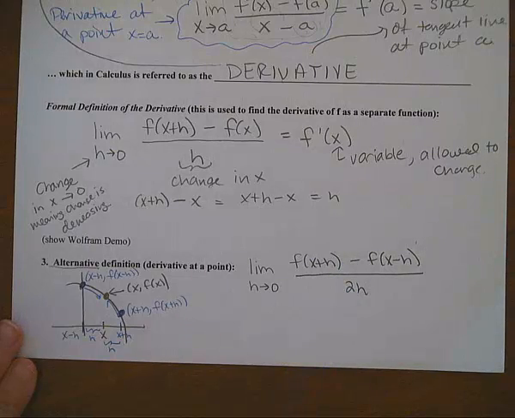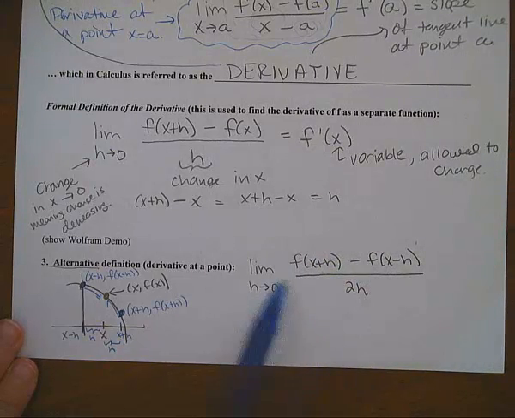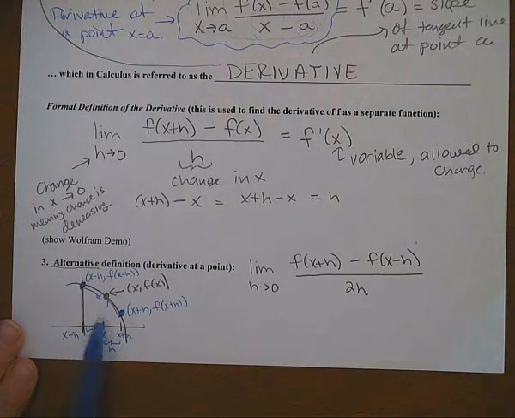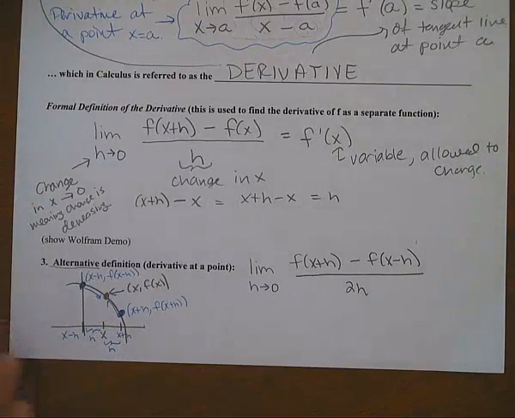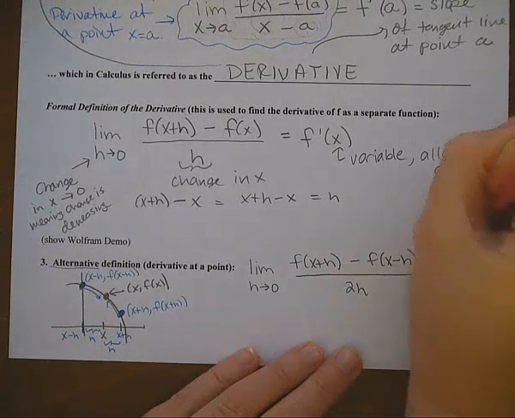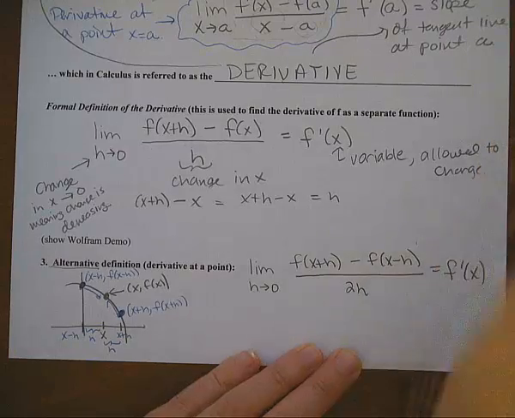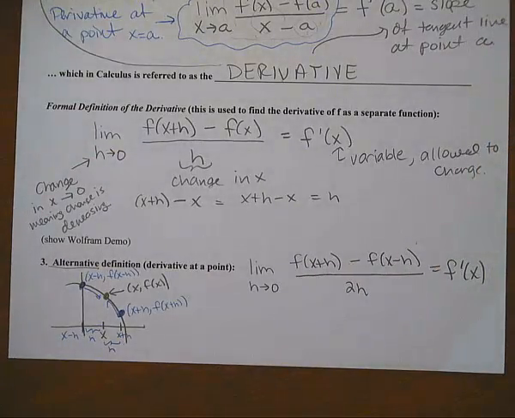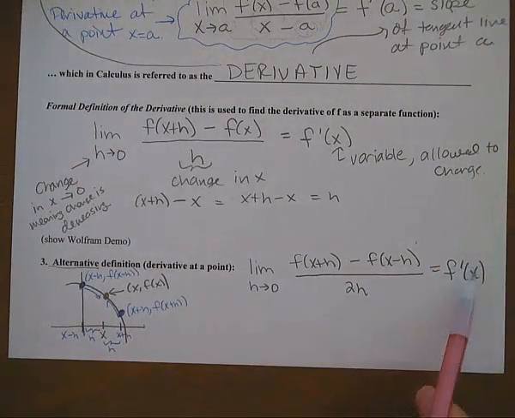Change in y over change in x, and then you take that average as h approaches 0, meaning h is getting smaller and smaller on both sides, so then you end up approaching x basically. And so that is equal to the slope of the line tangent to the curve at x, or f prime of x, or derivative of f at x.